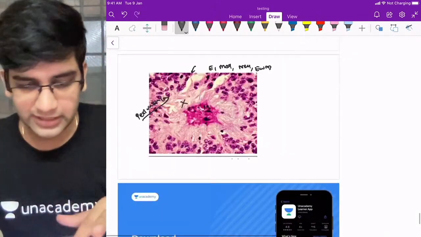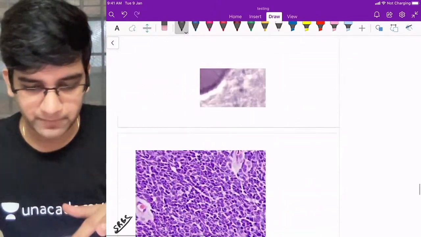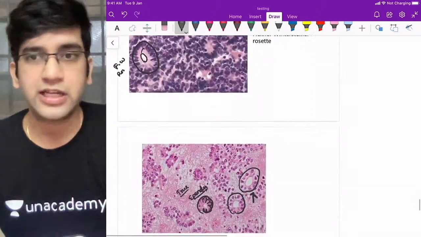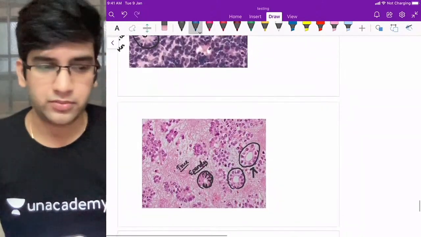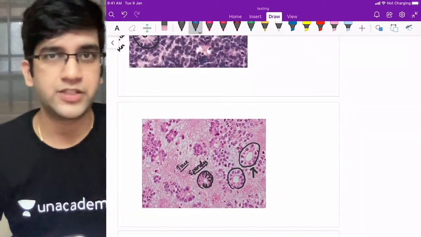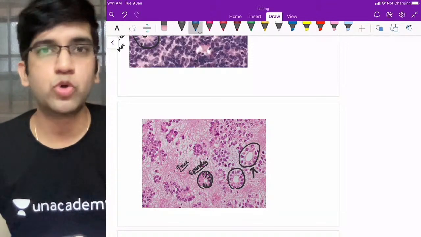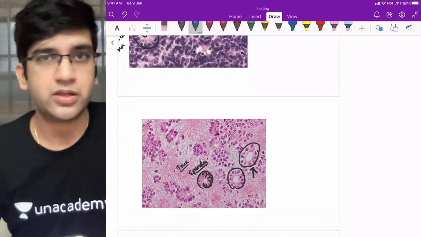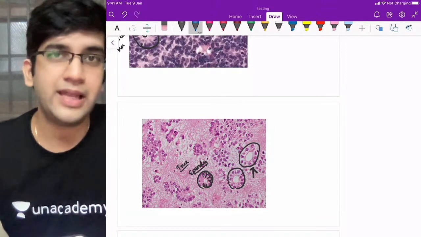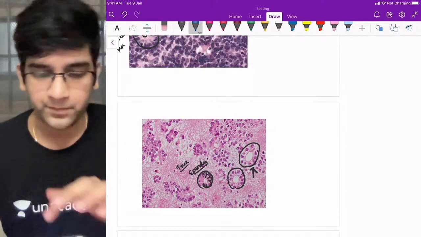Someone posted in the Telegram group for the Antoni A and B pattern. I'll share the image. A is hypercellular, more blue color, nucleus. B is hypocellular, and in A we have Verocay bodies in schwannoma, fine, okay.